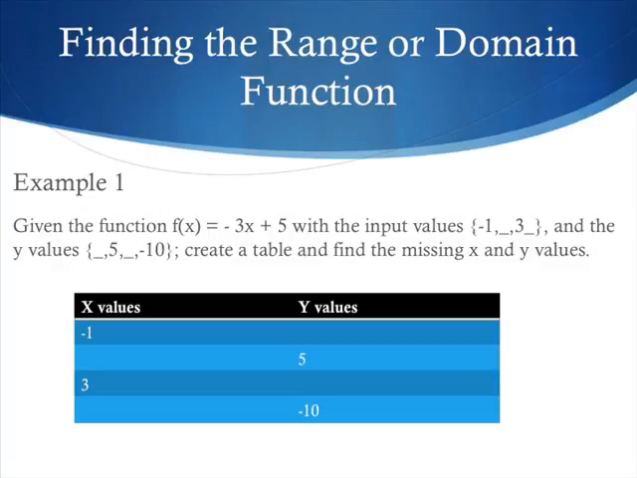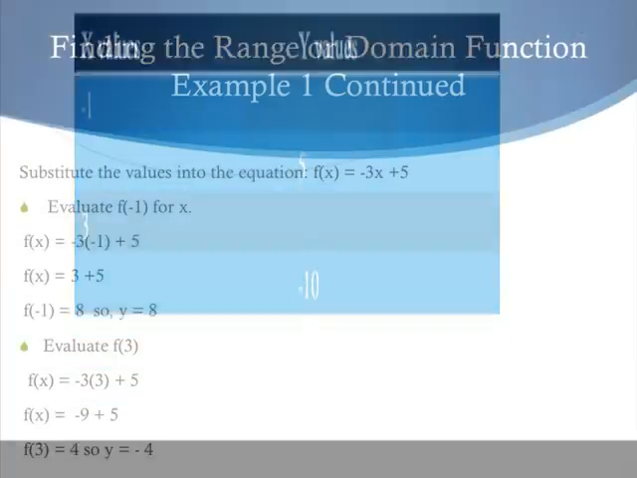So here we have a table of x and y values, and the first x is negative 1. We don't have the second, and the third is 3, and we don't have the fourth. Now looking over at the y values, we don't have anything for the first y value. We have a 5 for the second y value. We have nothing for the third, and for the fourth y value we have negative 10.